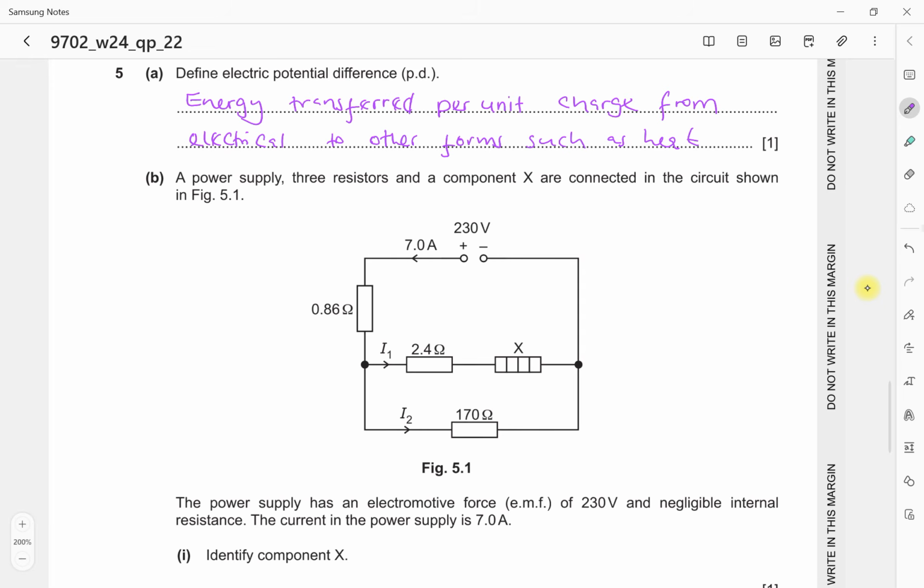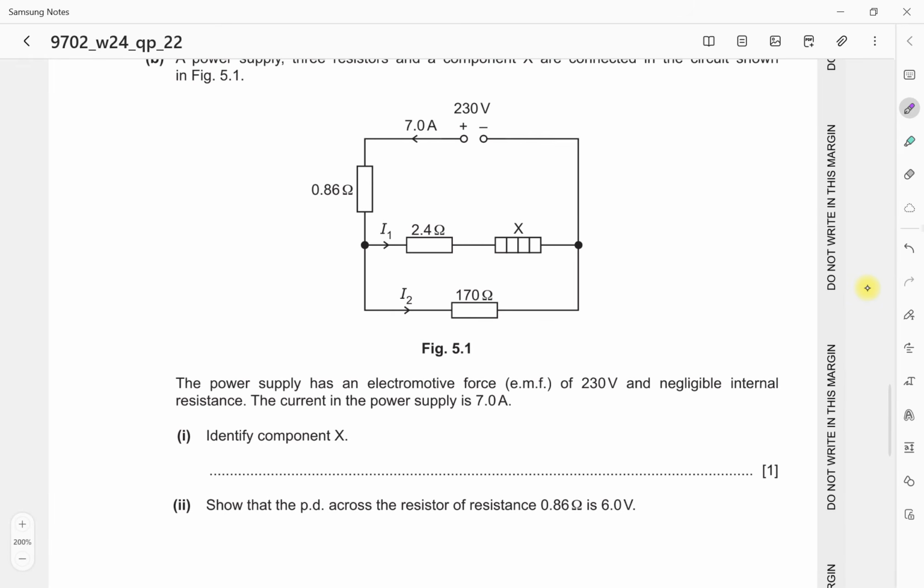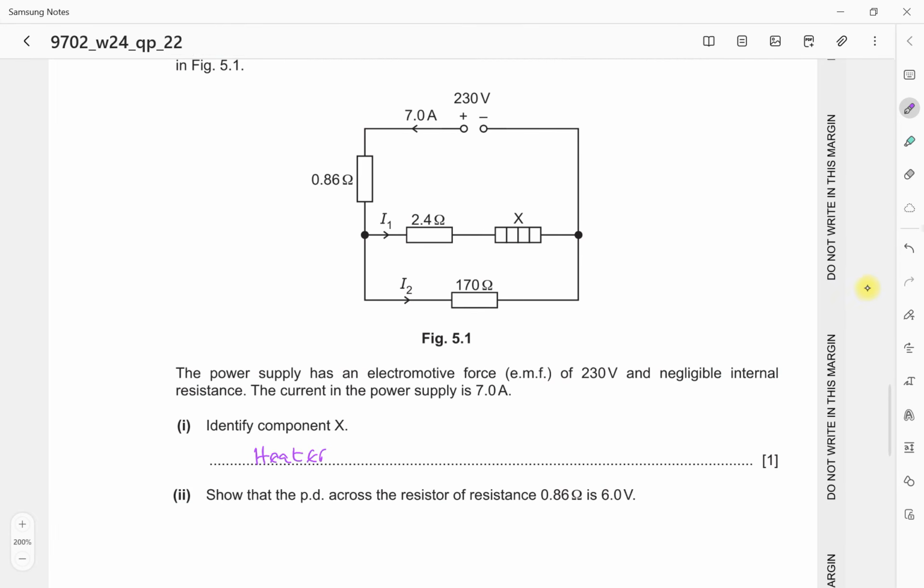Power supply, 3 resistors and a component X are connected in the circuit shown in the figure. Okay, it is almost the same as the one we saw in paper 2-1. Identify component X. Of course, that one is a heater. You must have seen that right from IGCSE. That is the symbol for a heater.